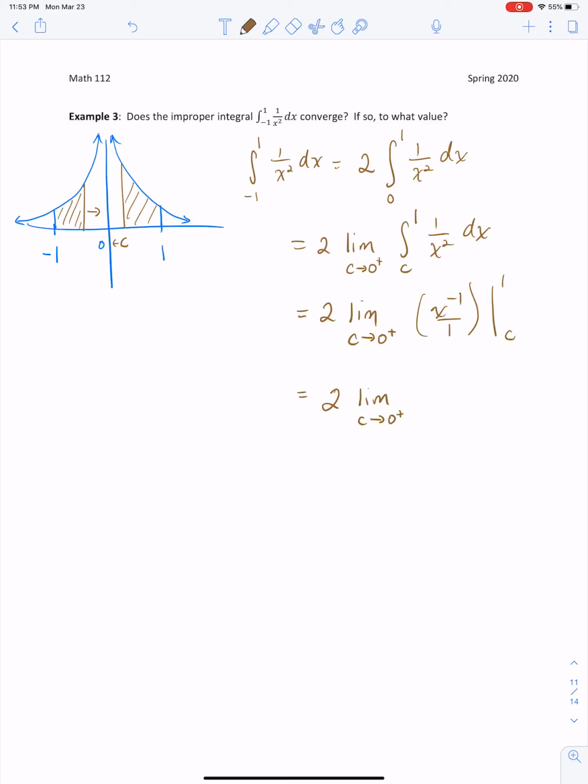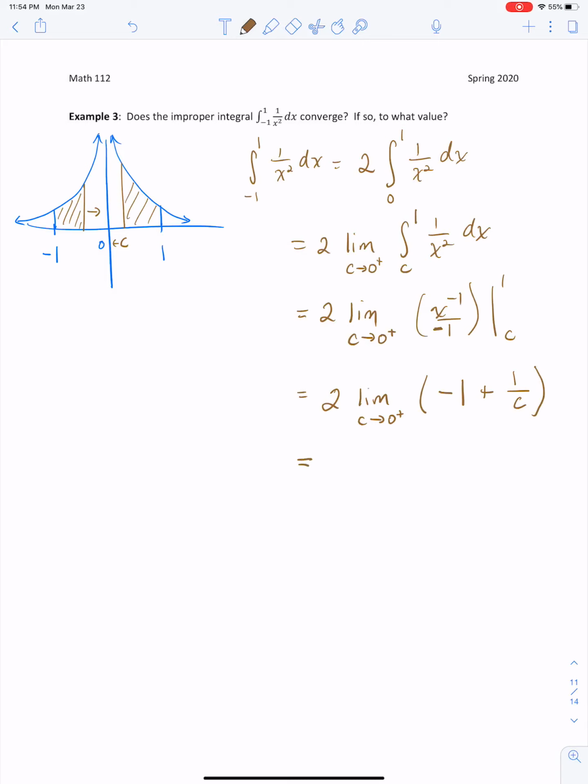And notice at each step along the way, I'm writing the limit. Since we have not yet evaluated the limit, it needs to be included in every expression in the calculation. Oops, this should be x to the minus 1 over minus 1 here. And so when I plug in 1, we're going to have negative 1, and then we'll get plus 1 over c.